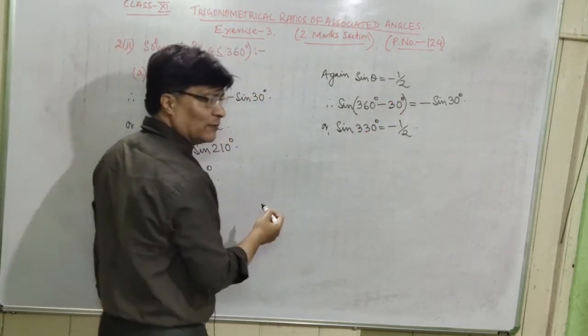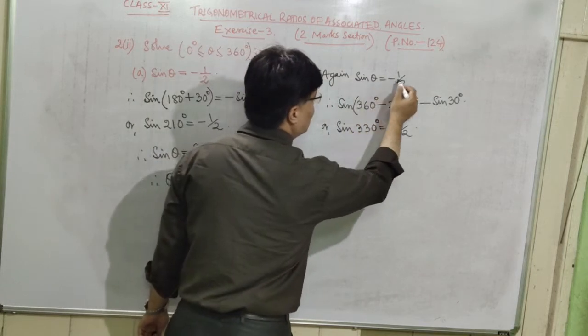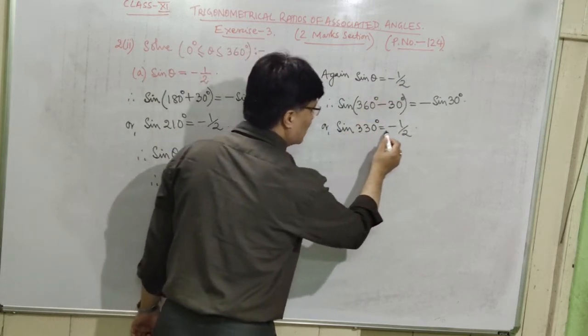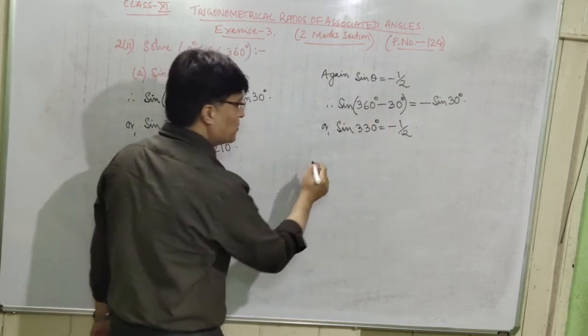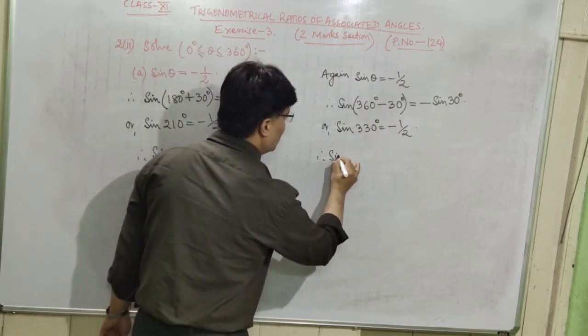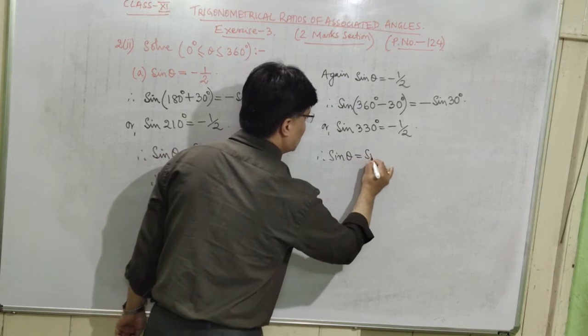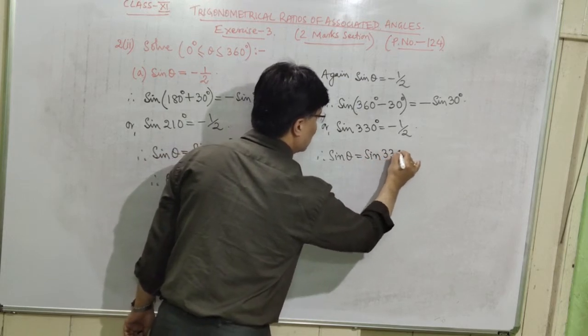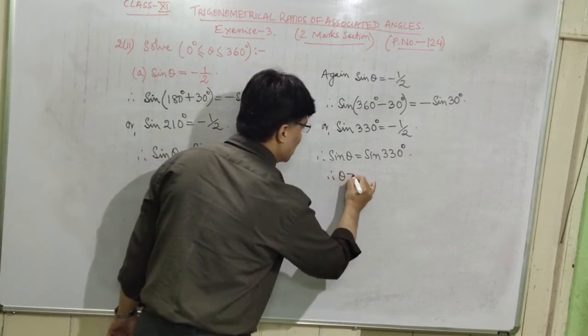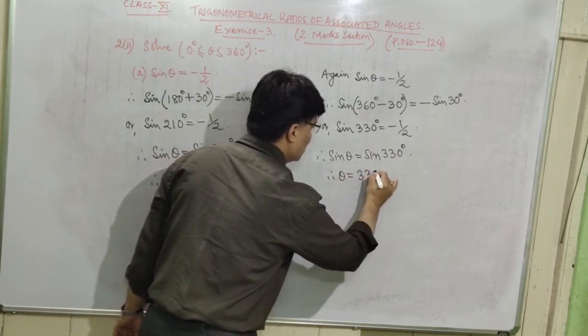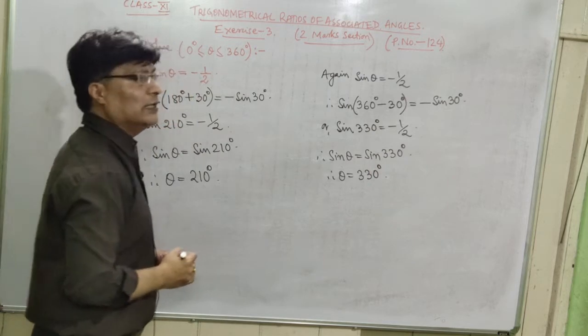So now we can easily get the value for theta. If sine theta is equal to minus half and sine 330 degree is also minus half, if right hand sides are equal, left hand sides must be equal. Therefore sine theta is equal to sine 330 degree. So what is the value for theta now? Theta is equal to 330 degree.